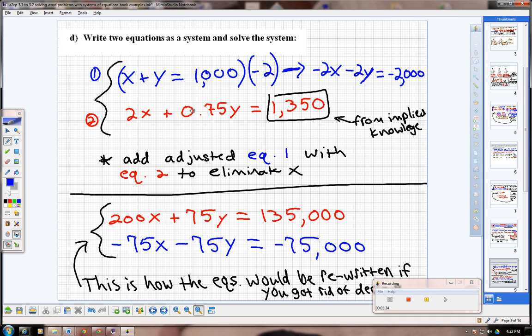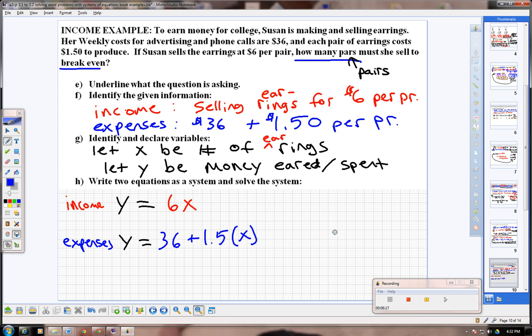If you want to get rid of that pesky decimal, if that's just what you do, then look at the bottom. In the bottom down here, you see 200 multiplied by X plus 75Y, and that creates a really big number, 135,000. You'll still get the right answer, but you are working with bigger numbers. And I'm just going to go ahead and click through the rest of the slides.